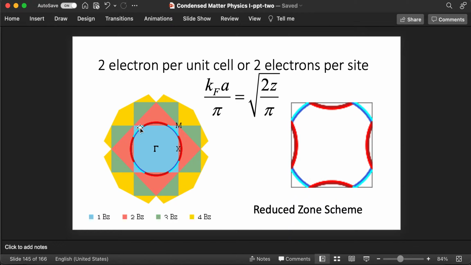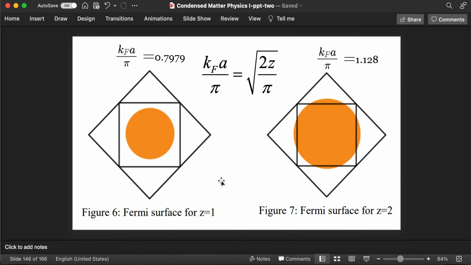You can also see the parts of the Fermi circle, the Fermi surface, in the first zone as well. That's the blue line in the first zone. This is the reduced part from the second zone. All of them are reduced into the first zone, shown reduced. So to understand how this works, if we have Z equal to 1, that is 1 electron per primitive cell, that's what we just saw.